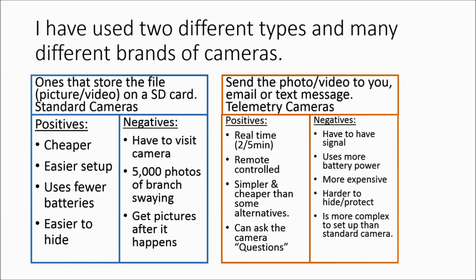The main negative is you have to have signal, mainly mobile phone signal, although there are cameras on the market that will go through Wi-Fi. Because it's thinking harder, it does use more battery power. It is a bit more expensive, again, because it's just a little bit smarter. And because you've got an external aerial on that telemetric camera, they are a little bit harder to hide and protect. They're a bit more delicate.